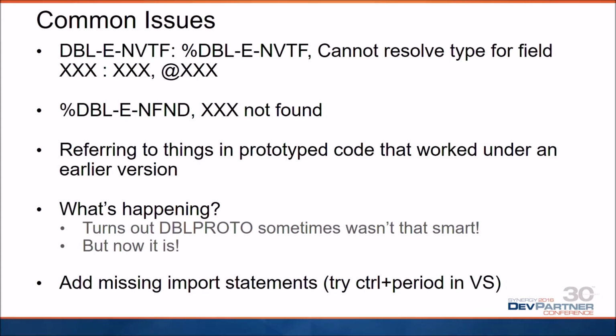Cannot resolve type for field, and it's typically an OO type or an enum, anything that was prototyped before. Basically, if you had some prototyped environments, maybe a library of classes, and it is prototyped, and you find that all of a sudden DBL-Proto is throwing out problems that it can't find things, what's happening is it turns out DBL-Proto really wasn't that smart when it came to imports, and they've fixed a lot of stuff and now it is. So it's working properly now.